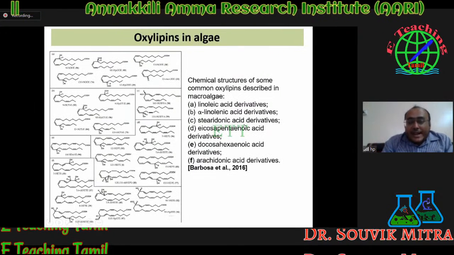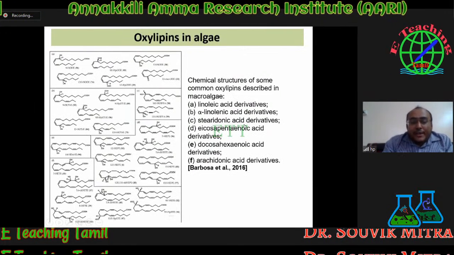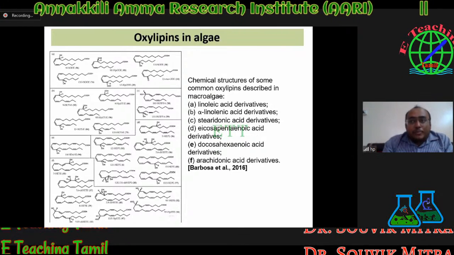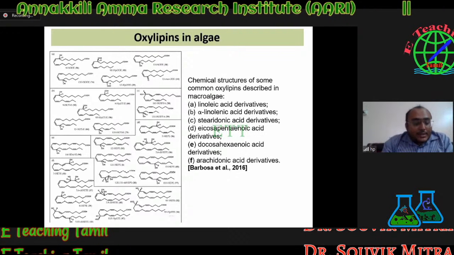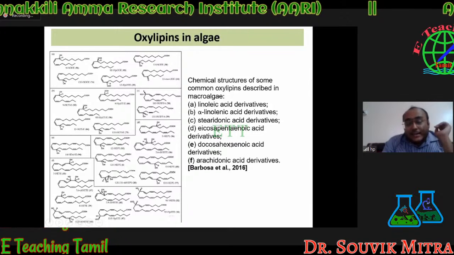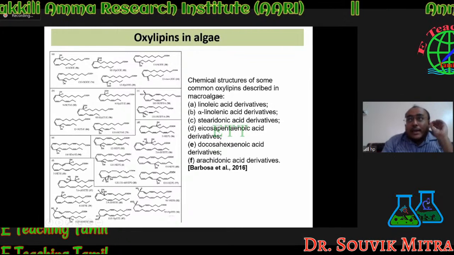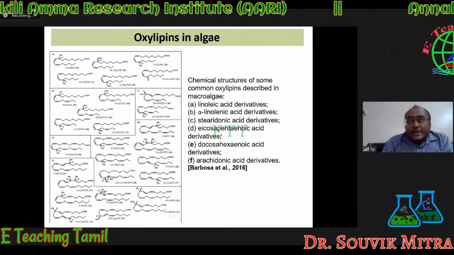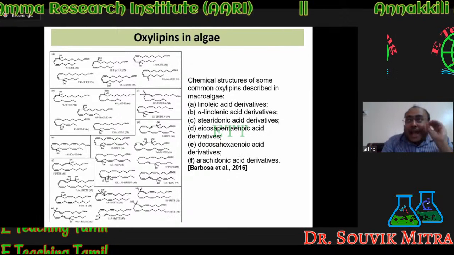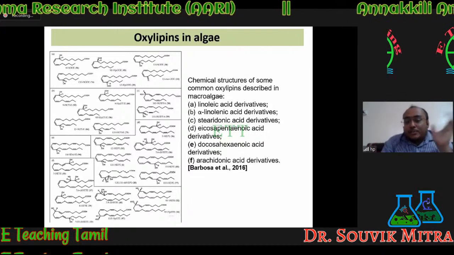If we consider algae, in algae also you will get different types of metabolites. There are different reports on macroalgal members. The main fatty acids in algae are also 18 carbon and 20 carbon fatty acids. All these polyunsaturated fatty acids will act as the precursor for these metabolites.